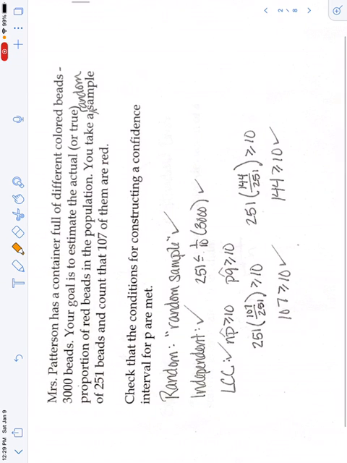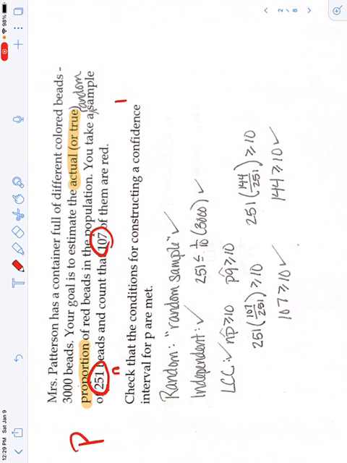Okay, so let's talk about that. The actual or the true proportion is P, from the population of red beads. So P equals the true proportion of all red beads in the population, in the container of beads that I have. You take a random sample of 251 beads, that's now my little n, and you count that 107 of them are red. So guys, I now know that p-hat is 107 over 251.